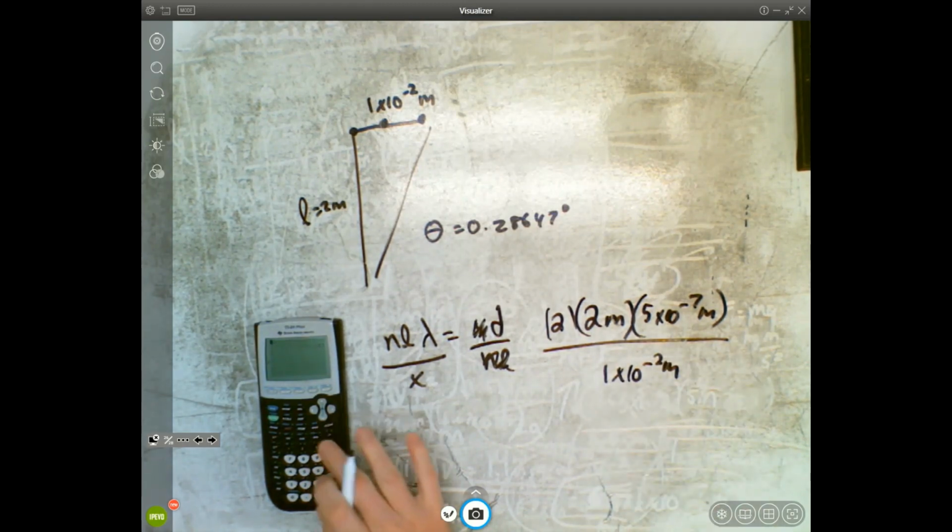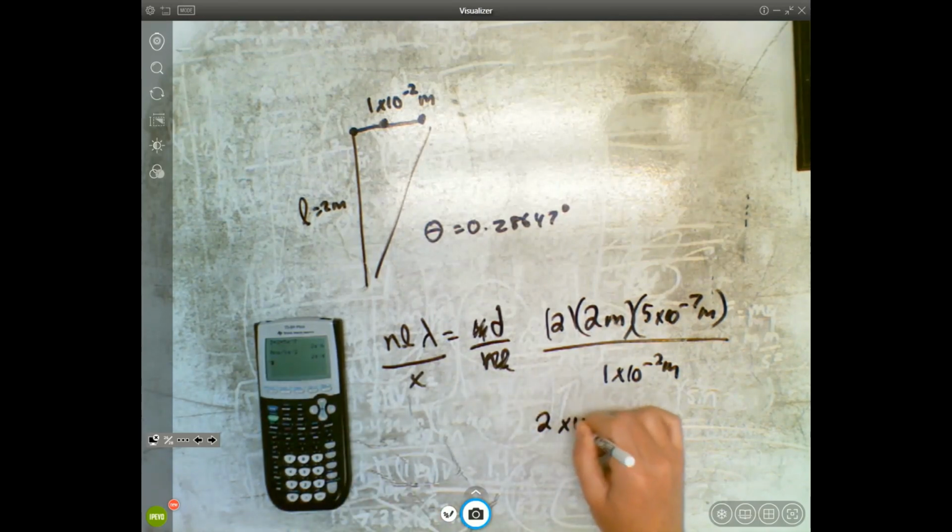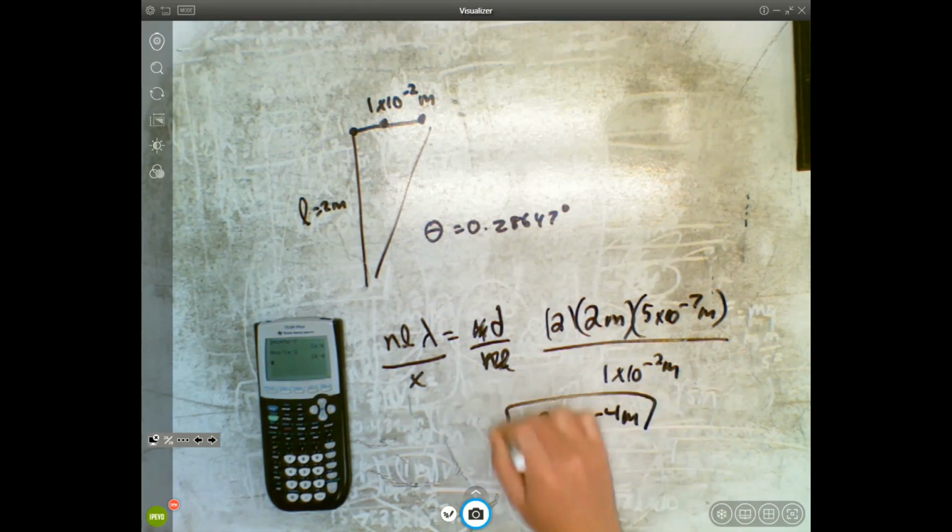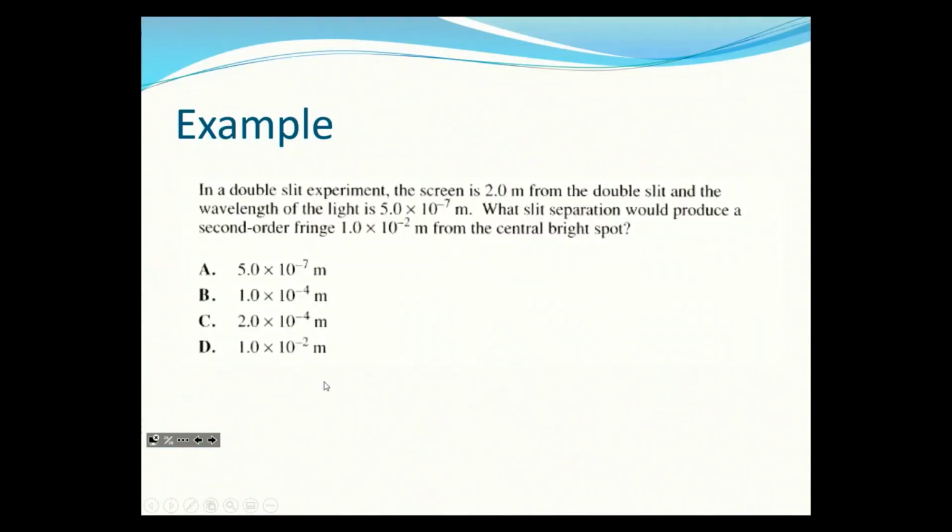So we plug all this in, 2 times 2 times 5 times 10 to the negative 7, and then divided by 1 times 10 to the negative 2. And we get 2 times 10 to the negative 4 meters is our slit separation. So it looks like C is the correct answer.